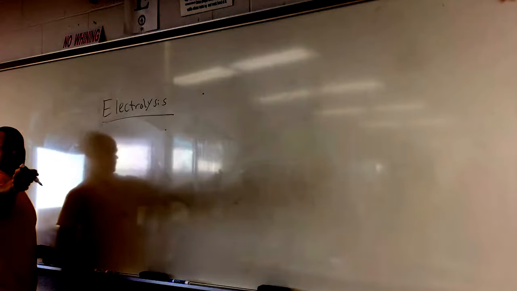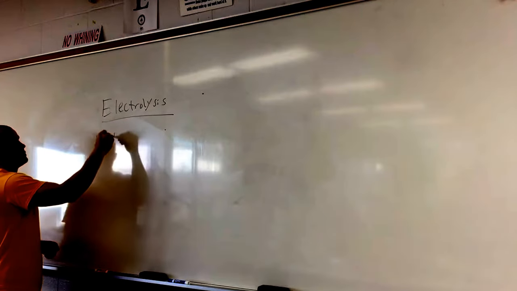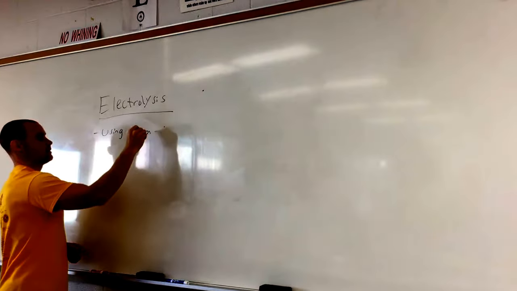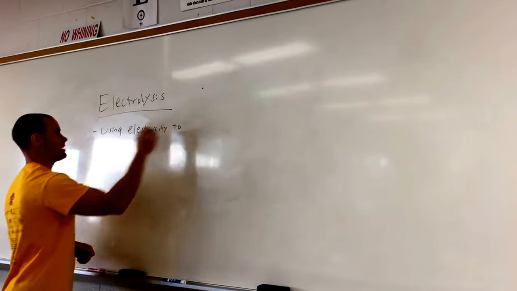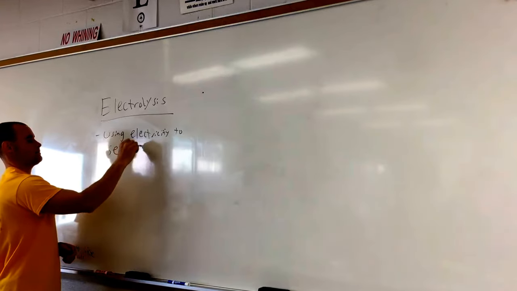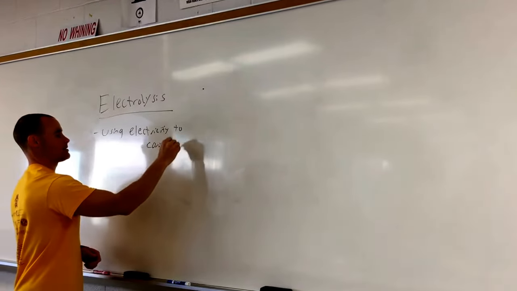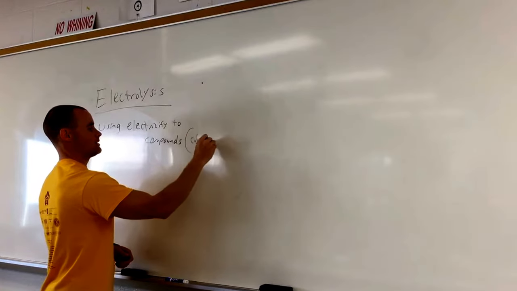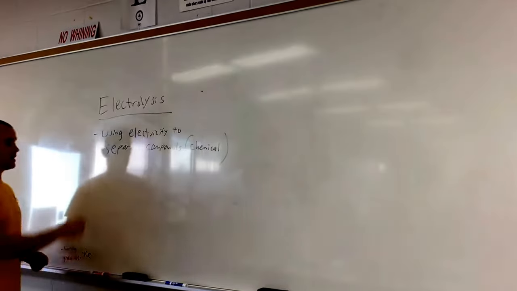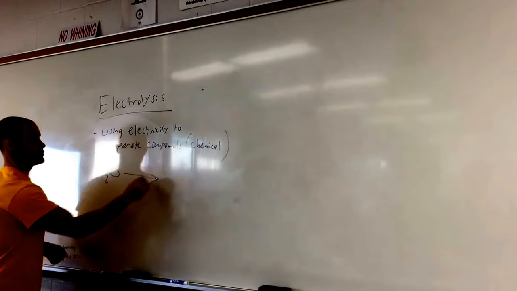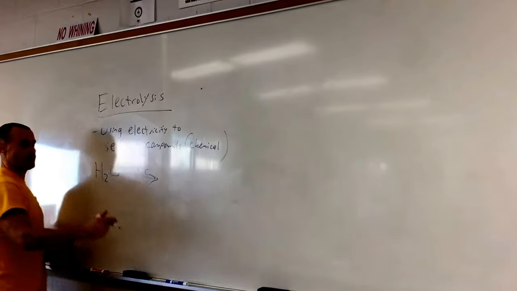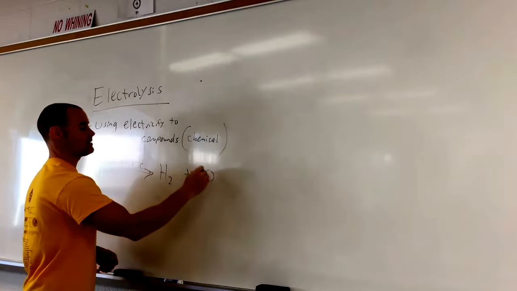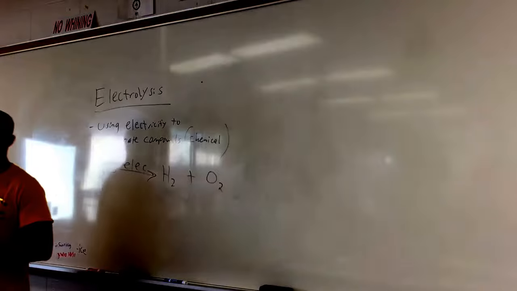So let's write this down. Electrolysis is using electricity to separate compounds. And that is a chemical process. The example would be water. If you take water, draw an arrow, put ELEC over the top, you run electricity through a sample of water, you will get hydrogen gas and oxygen gas. That is a chemical process.